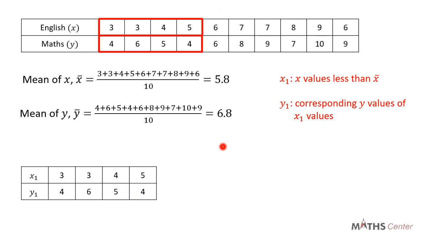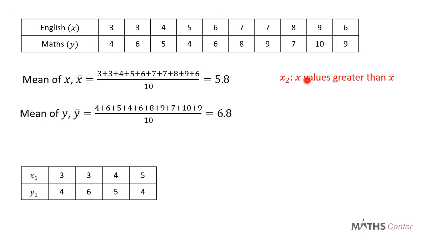The remaining part of the table will be your x2, y2 values, because the x2 values are the x values greater than the mean of x. The mean of x is 5.8. So the x values greater than 5.8. And from the table, we can see that those values are 6, 7, 7, 8, 9, 6. These are the x values greater than the mean of x, which is 5.8. And so these are our x2 values.